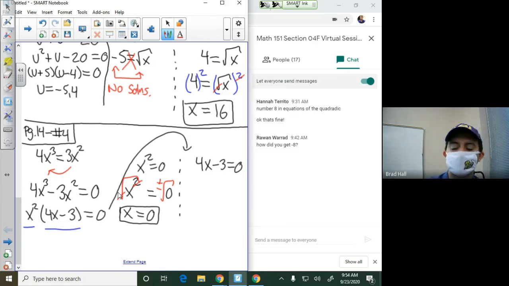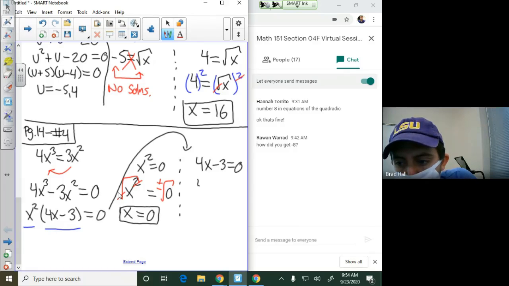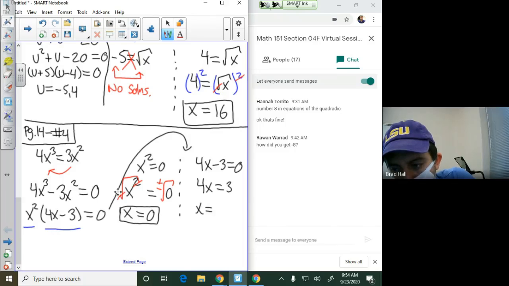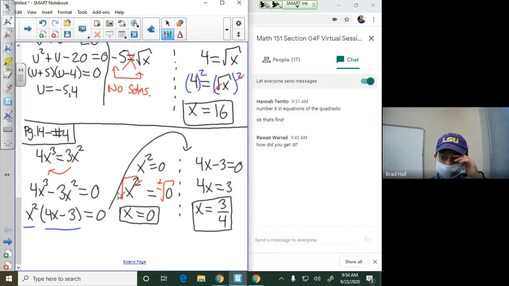And so now we need to solve the right side. The 4x minus 3 is equal to 0. Add 3 on both sides, divide by 4, and we get this as the other answer. So these are the 2 answers that we get for this problem.